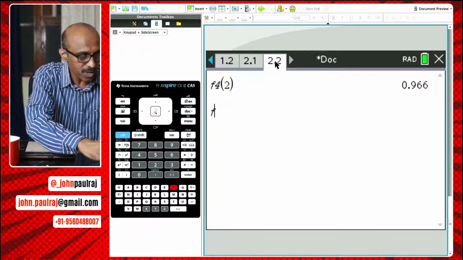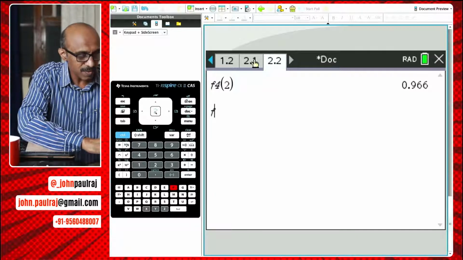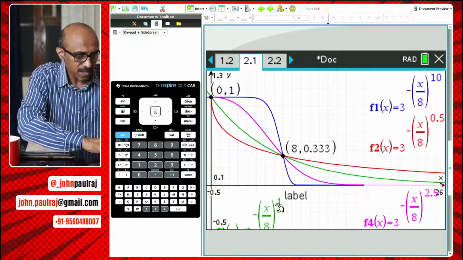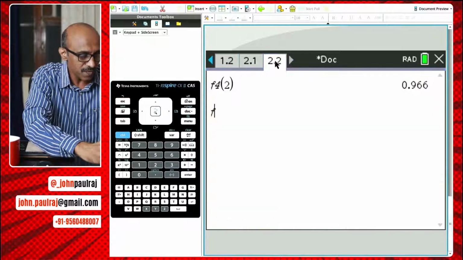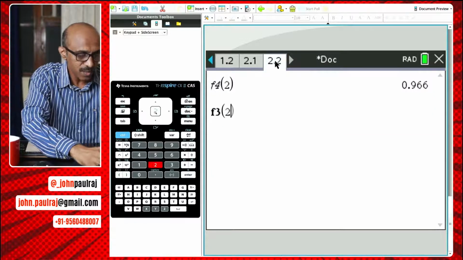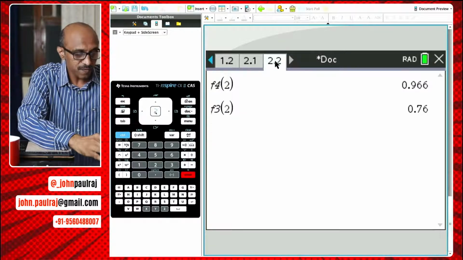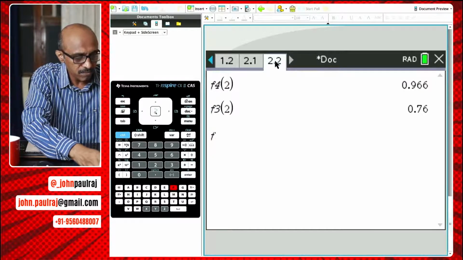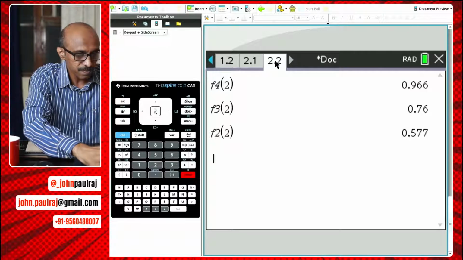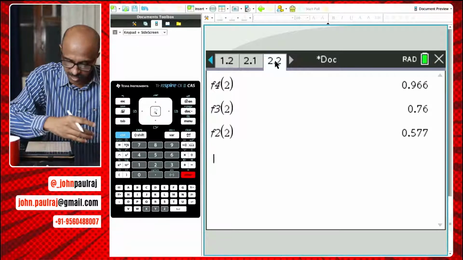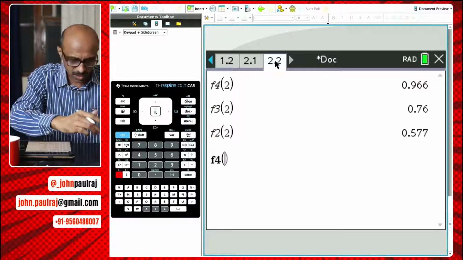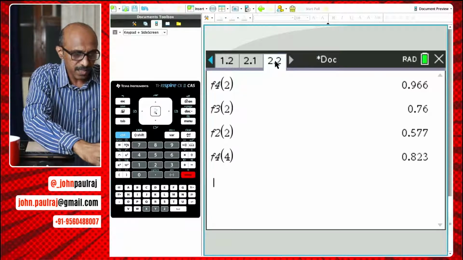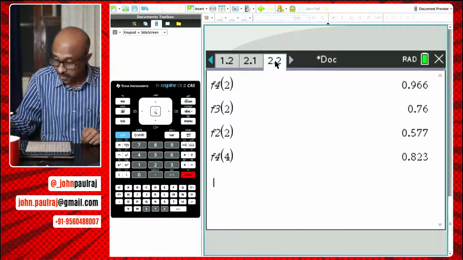Let's just say the next model, how many did we do? We had an F5 also. What is this? F3. Okay, you can check for each of these models. So if I say F3 for the same value 2, yeah, that's off. F2 perhaps, off too, way off. Now let's take another value. Okay, F4 of, let's say the second value on the table is 4. If I hit enter, that is 0.823, and there you go.